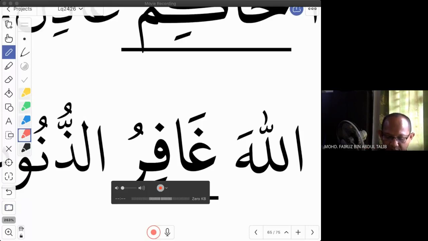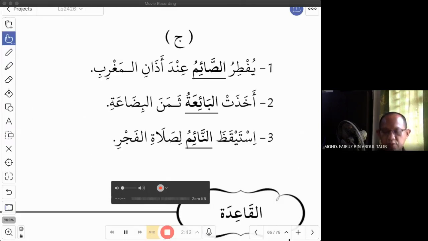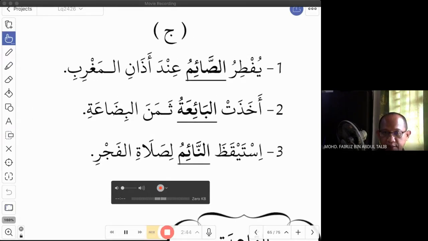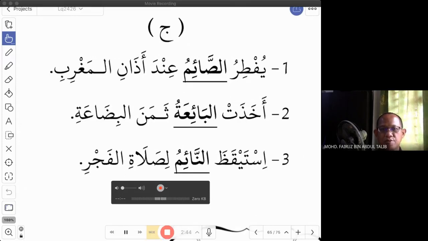Now, we look at the second one. We go to Jim. This is also for three-letter fi'il, but we have a problem. We have harful illa, the weak letter, in one of the letters of the fi'il. Let us look at this jumlah. Al-jumlatul ula: yuftiru as-sa'imu inda adhanil maghrib.